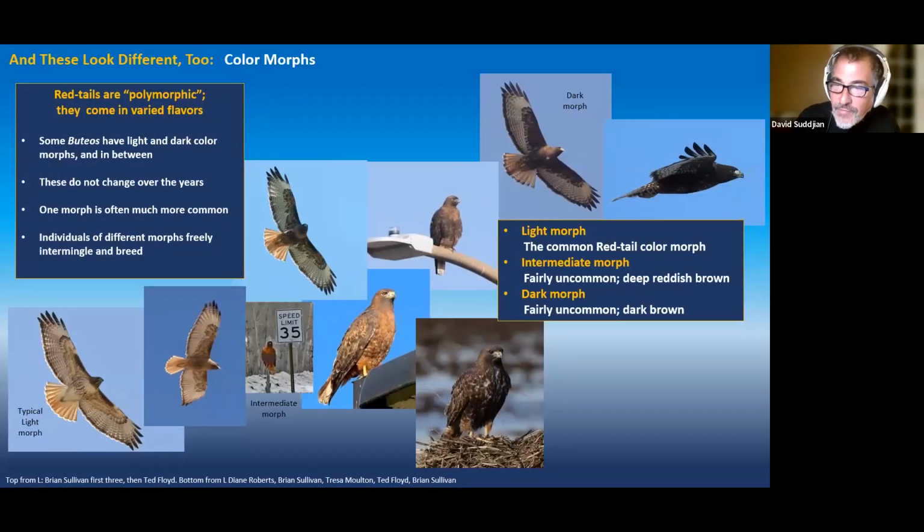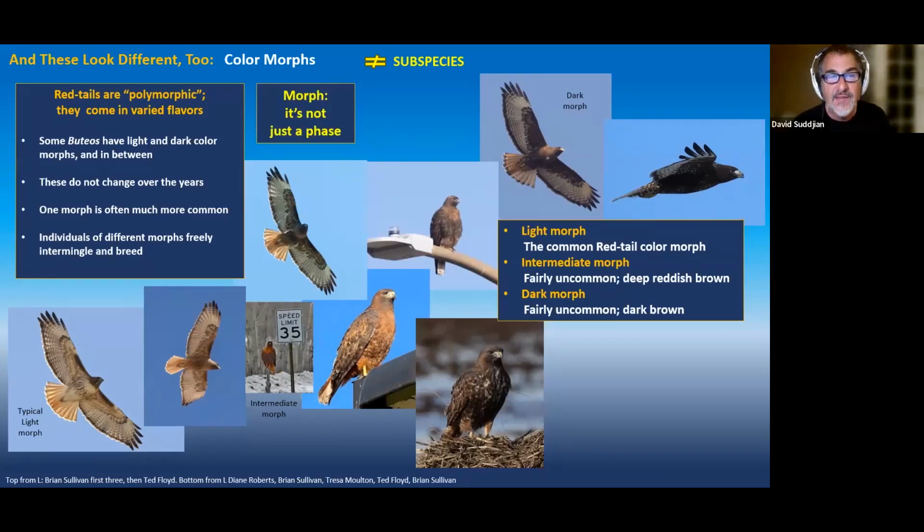Okay, now we've got color morphs. These aren't subspecies, but different color types within many of the different subspecies of the red-tail. And some, like the Krider's hawk, may just be a white morph of the red-tail, for example, and not a separate subspecies. But in a lot of cases, Buteos have a light and a dark color morph and something in between, an intermediate morph. And these aren't things that change over time. So we don't call them phases, because the bird stays with this. It doesn't start out light and become dark, like my son had blonde hair and it became dark. No, it stays the same all along.